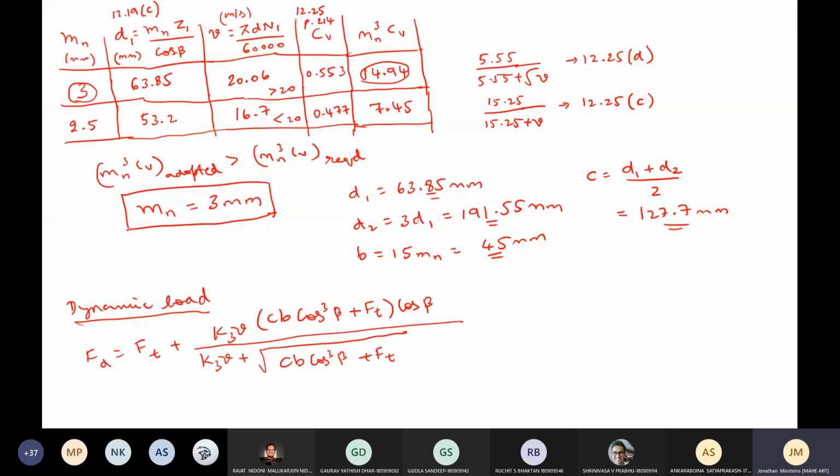Let me point out that in the equation, I think it's cos square beta. Cb cos square. Yeah, sorry, I think it is cos square. Did I miss out anything? No. Okay.